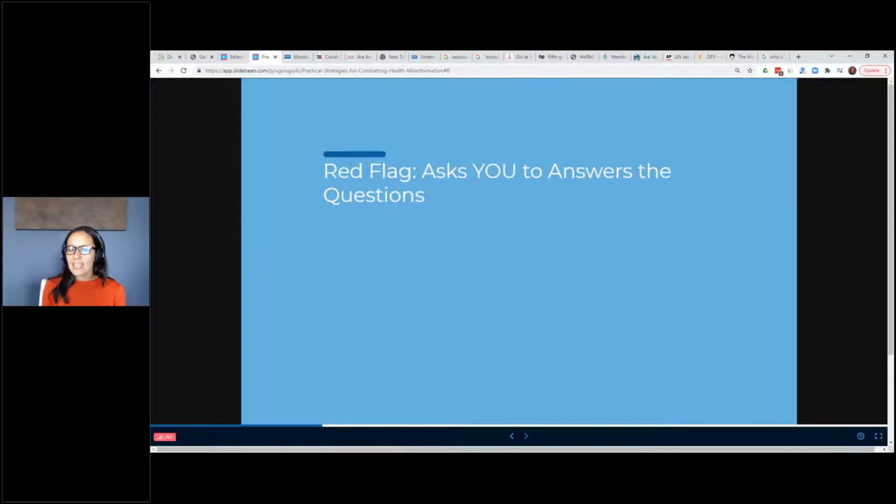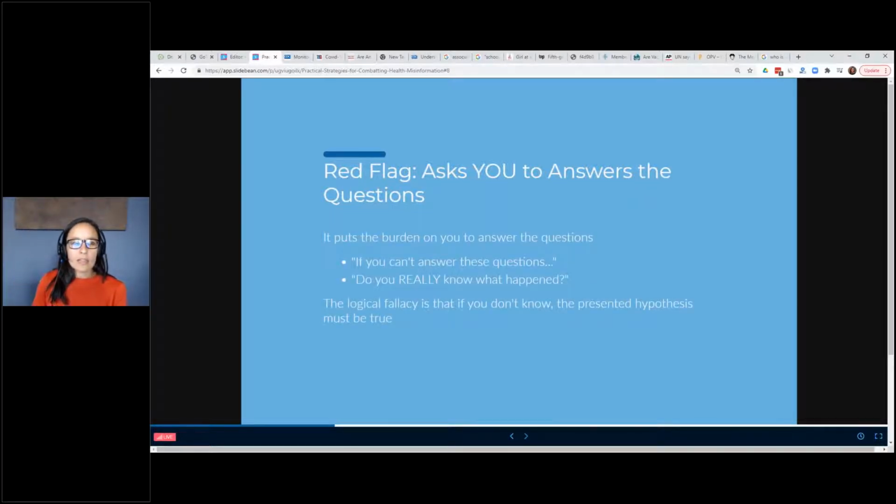So another red flag is that not only does it have questions, but it asks you to answer the questions. It'll say things like, well, if you can't answer these questions, or do you really know what happened? And the logical fallacy there is that if you don't know, then the presented hypothesis must be true. And it's not. So at the end we'll go through some examples of where people just present hypotheses or questions and make you assume an answer that's insidious.